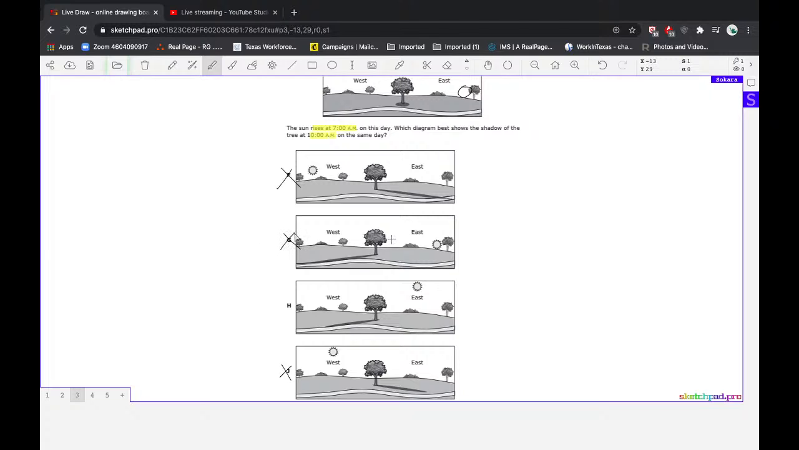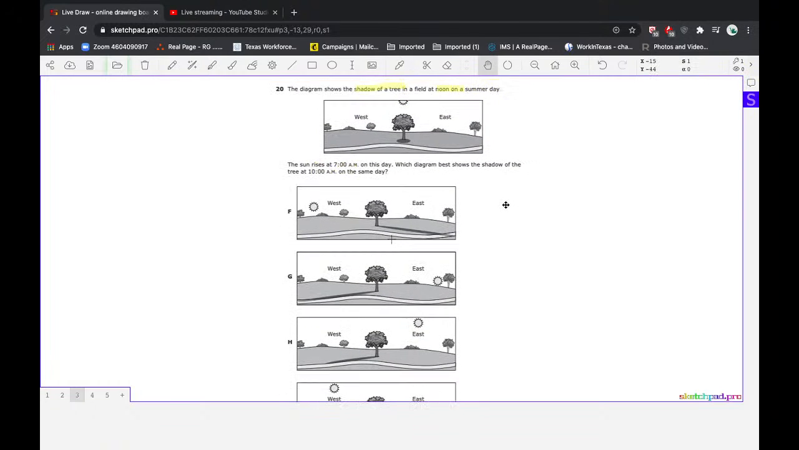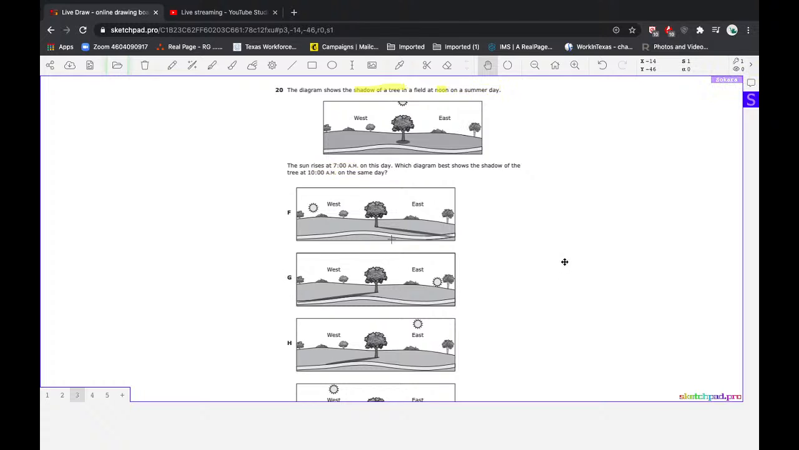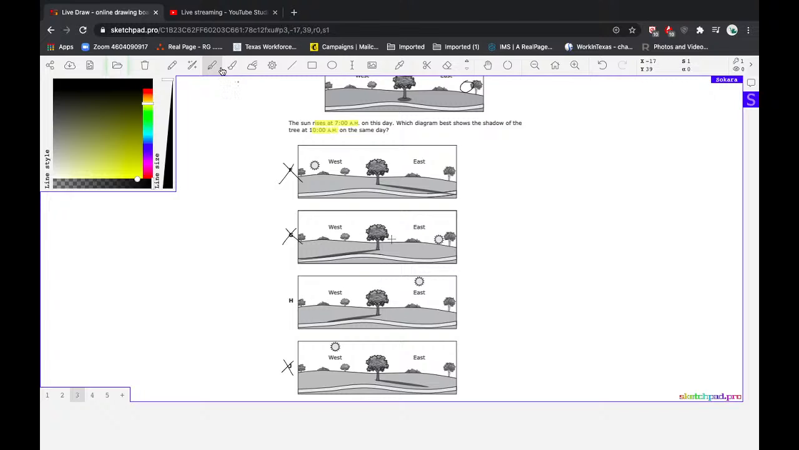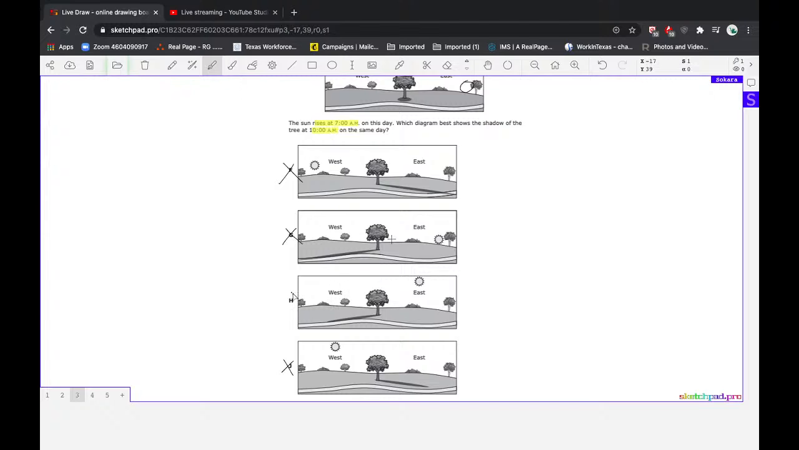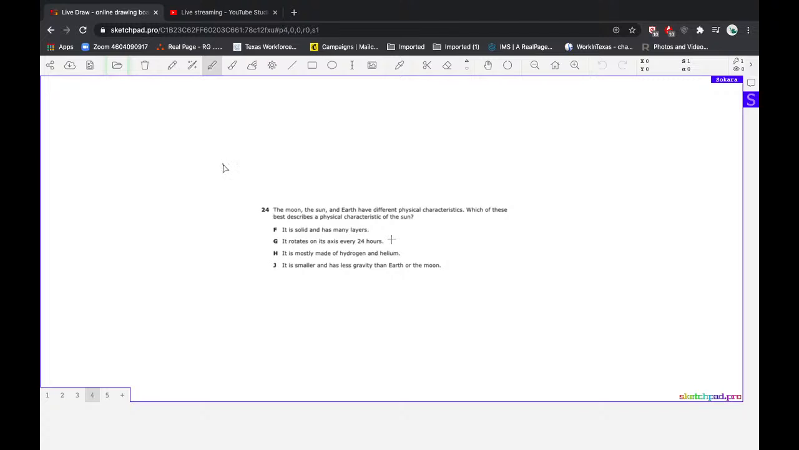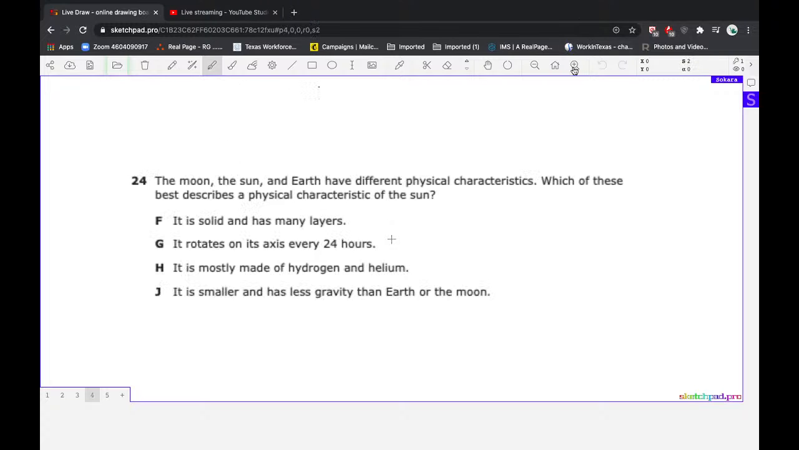Alright, make sure to always check what the question is asking. Here, it's showing the sun between where it's rising and where it is at noon, which means that this has to be the correct answer. Option choice H. Alright, cool. So now we can move on to this question.